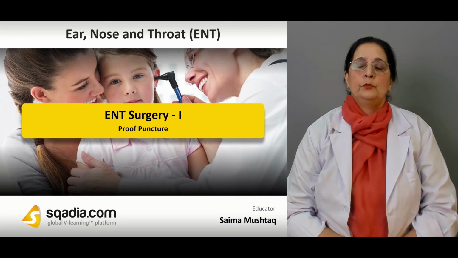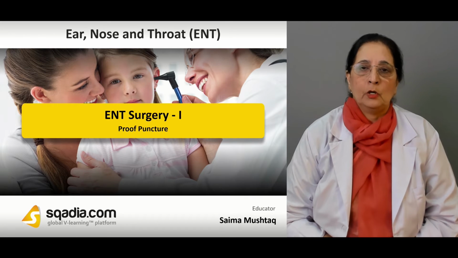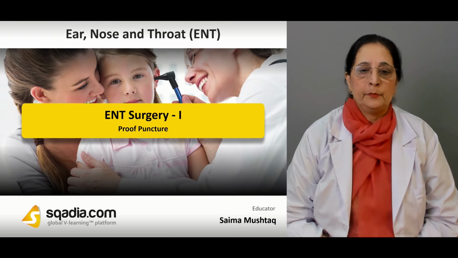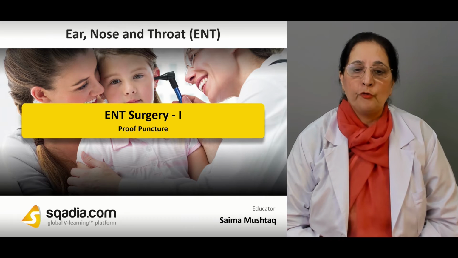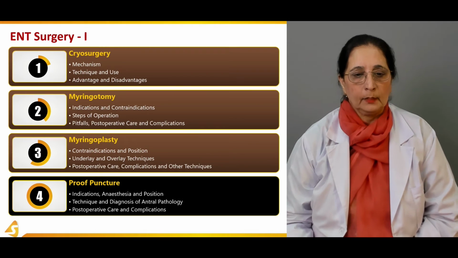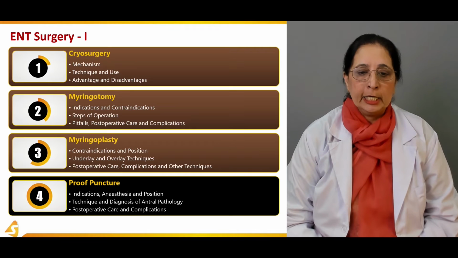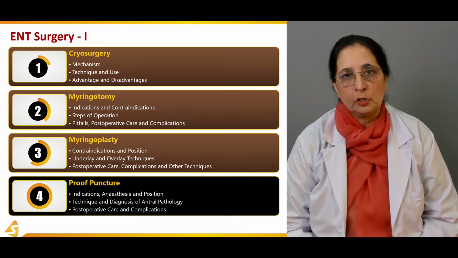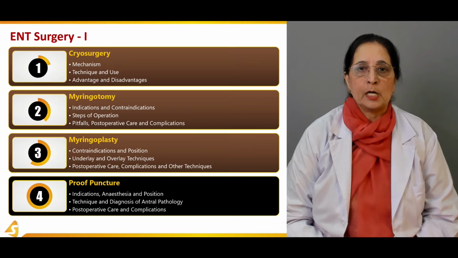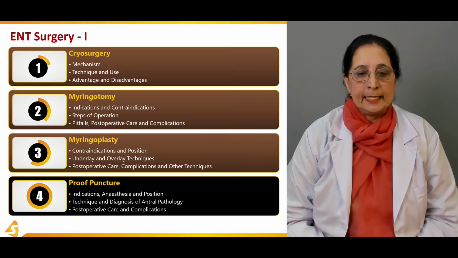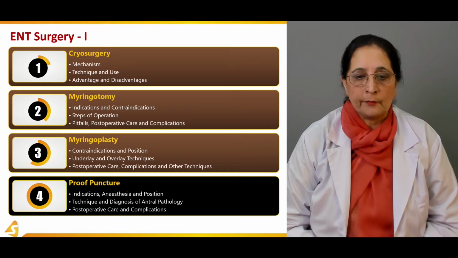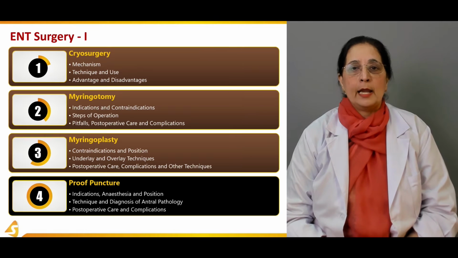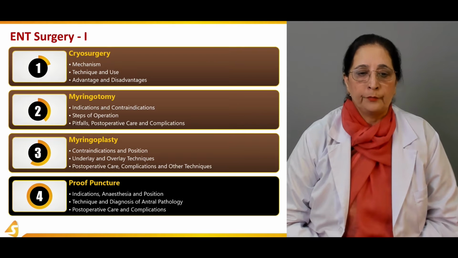Now let's move to the fourth and final section of the lecture, ENT surgery, and in this we will talk about the procedure known as the proof puncture. We will discuss the indications of the proof puncture, anesthesia used, and the position of the patient when the proof puncture is performed, the technique and diagnosis of antral pathology, post-operative care, and complications of the proof puncture.